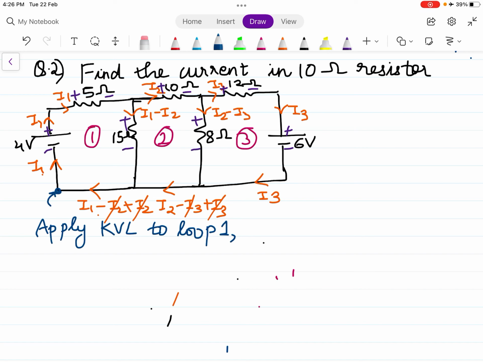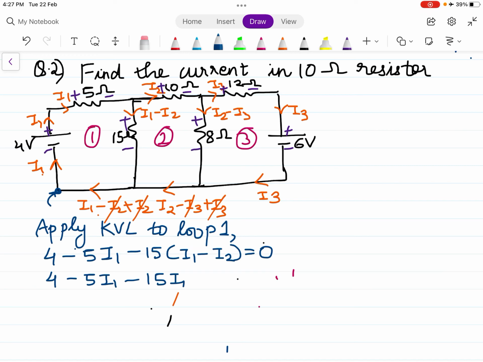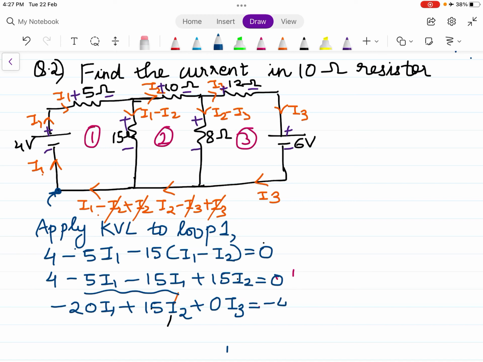So starting from this point, negative to positive is plus 4 volt, positive to negative minus 5 I1, positive to negative minus 15 (I1 minus I2) equal to 0. 4 minus 5 I1 minus 15 I1 plus 15 I2 equal to 0. This is minus 20 I1 plus 15 I2 plus, I3 term is not there, so we write 0 I3, equal to minus 4. This is equation number 1.